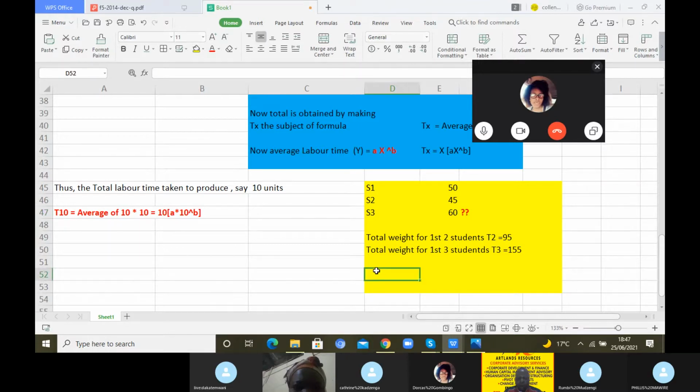So you would say weight of third student equals, if you want to calculate weight of the third student, you would say total weight of 3 minus total weight of 2. You would get the weight of the third student, which is 155 minus 95, and you get the weight of the third student is 60. Are you getting that, guys?